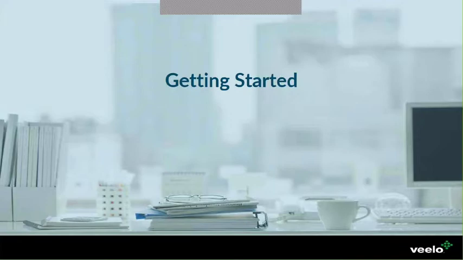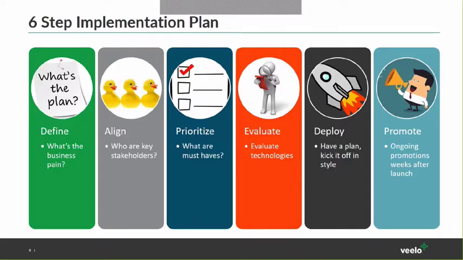So let's talk about getting started. And I like to view it in kind of a 6-step implementation plan. And I don't think any of this is rocket science, although it's amazing as we work with many companies how oftentimes companies jump into deployment before they have a plan or alignment or prioritization. So let me walk through them real quickly.